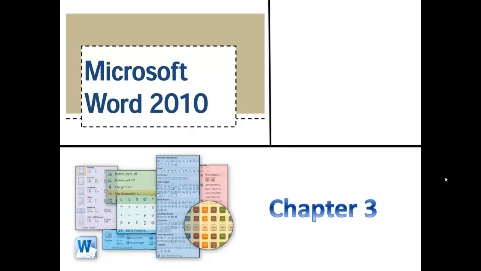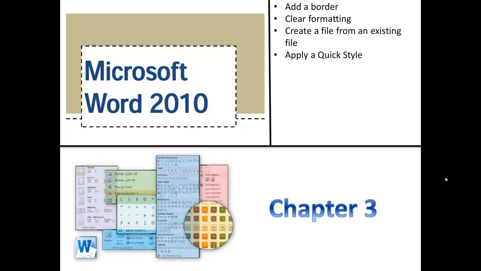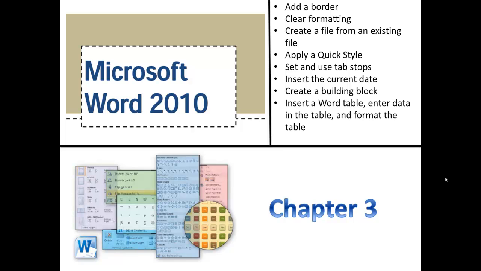Word Chapter 3 continued. In this video, I will continue creating the business letter and show you how to add a border, clear formatting, create a file from an existing file, apply a quick style, set and use tab stops, insert the current date, create a building block, insert a Word table, enter data in the table, and format the table, and finally address an envelope.